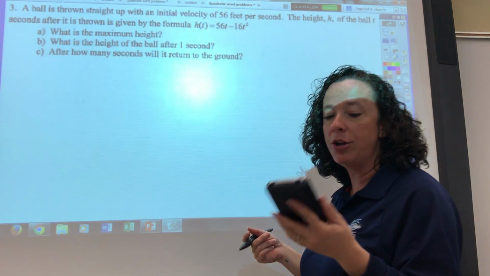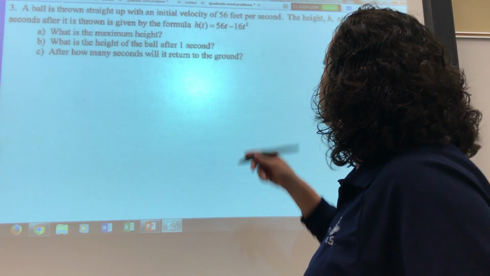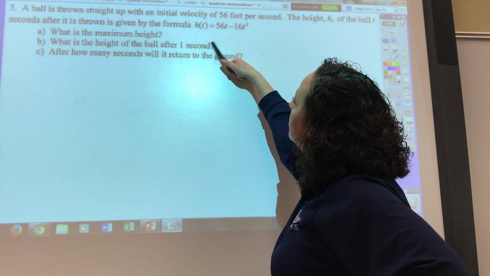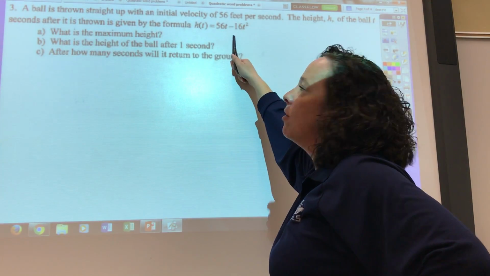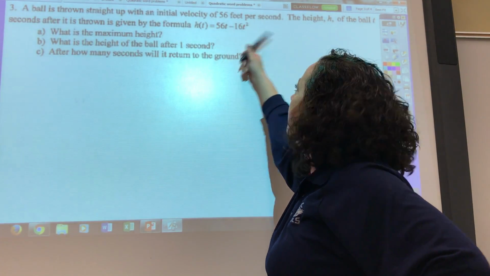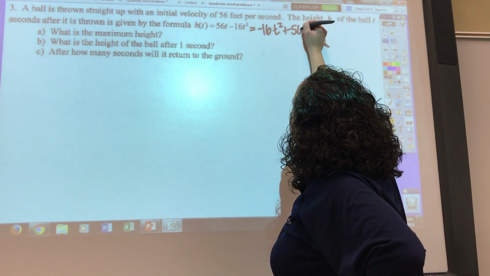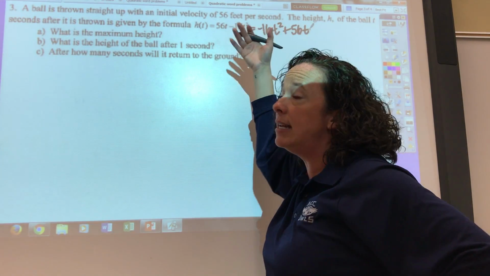It's actually number 3 on your worksheet. It says a ball is thrown straight up with an initial velocity of 56 feet per second. The height h of the ball is given by t seconds. We know this. All right. Now look, it's not in standard form, but that's okay. We can leave it like that. If it makes you uncomfortable, you can rewrite it as negative 16t squared plus 56t. Notice the 56 in place of the velocity, because it should be.